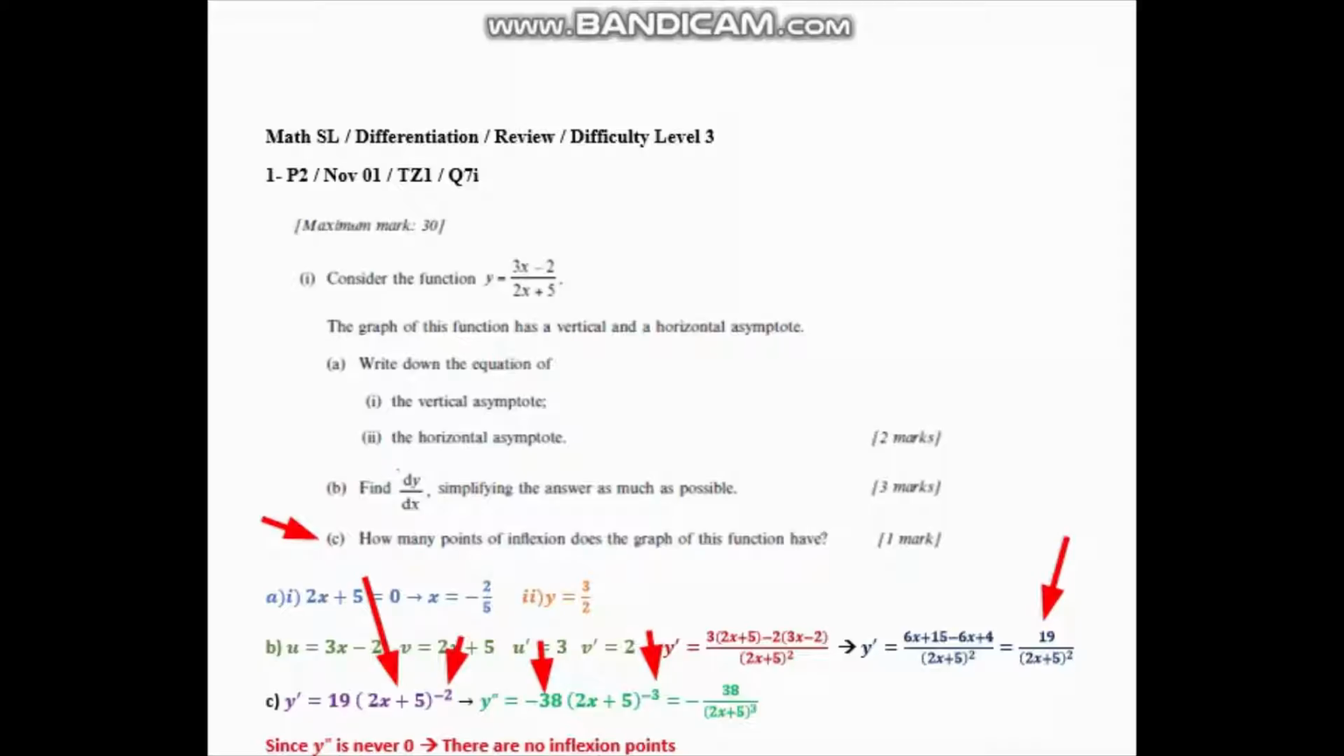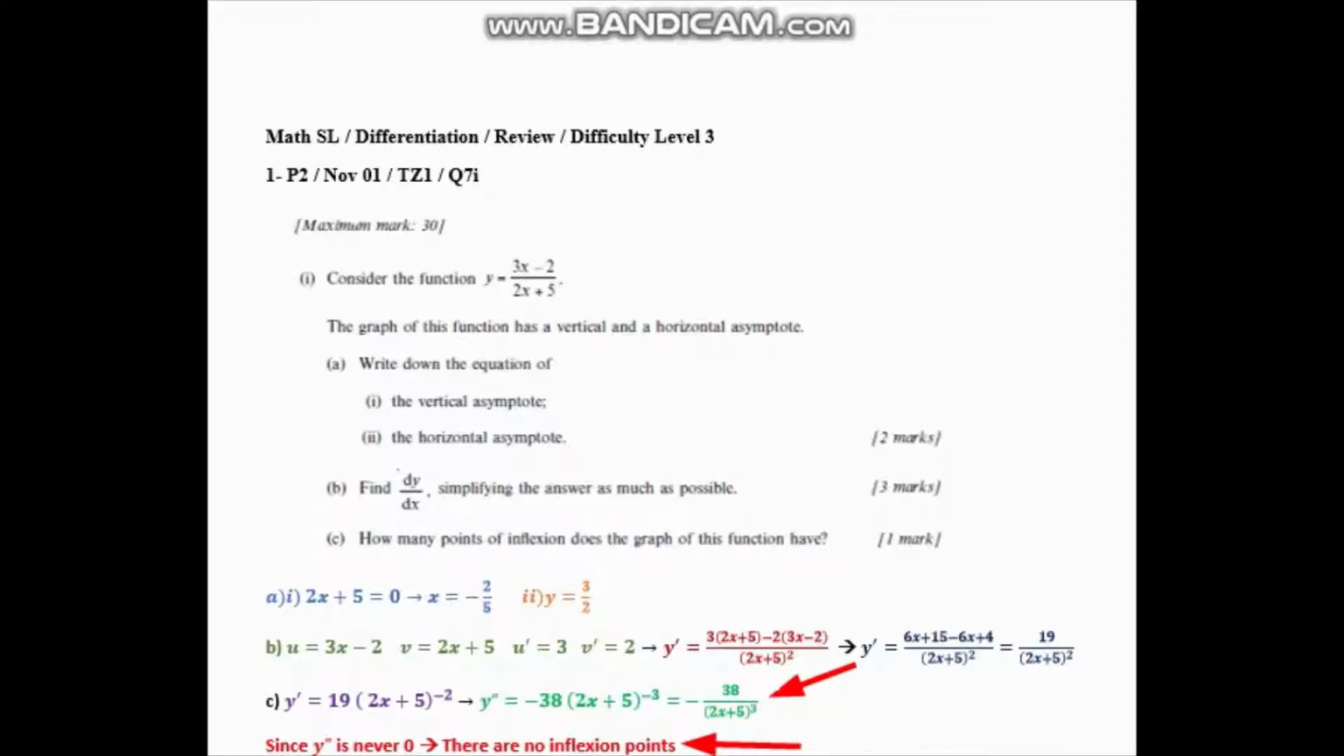Simple chain rule, and I've multiplied my answer by 2 because 2 is the derivative of the inside bracket. So 2 times 19 gives me 38. Hence, the second derivative is negative 38 over (2x plus 5) all cubed. So is this green expression ever going to be 0? Of course not. There is no value here of x that would make this expression 0. Hence, there are no inflection points.